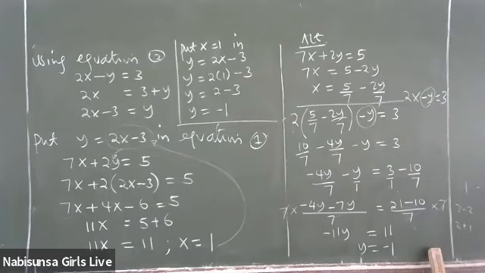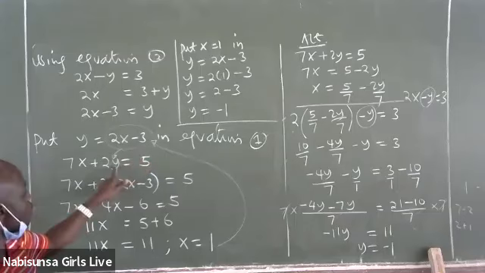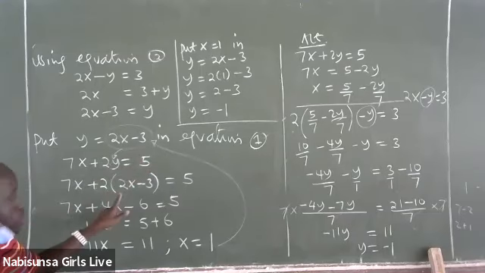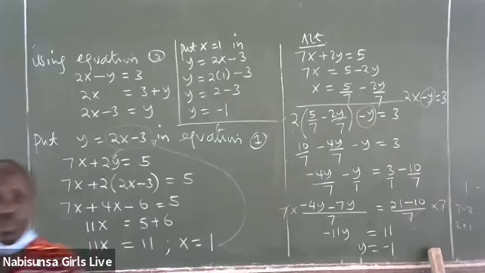Yolanda, you come. Teacher, on the 7x plus 2y is equals to 5, when you are substituting, I don't see the y anywhere. Because I'm replacing y. Y is already 2x minus 3. So wherever there is a y, I'm putting 2x minus 3. That's what we call substitution, yeah? Replacement. Yolanda, is it fine?